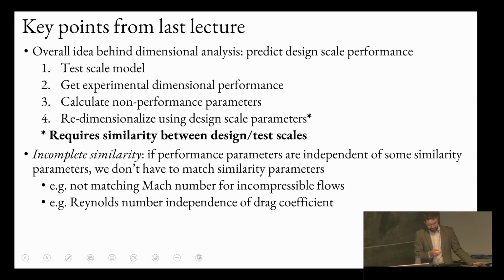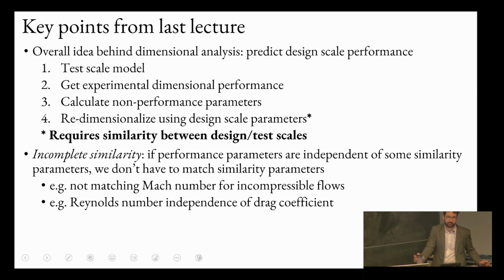In some cases, it's justified to have incomplete similarity. Remember, similarity is geometric similarity plus dynamic similarity. So in some cases, it's okay to not match all of your non-dimensional similarity parameters, because sometimes your performance parameters are independent of those similarity parameters. For example, generally when we consider flows incompressible, we don't need to exactly match the Mach number because we're assuming that those performance parameters are kind of independent of Mach number for a certain Mach number regime, usually less than 0.3.